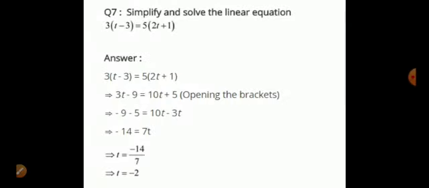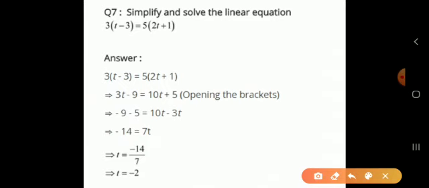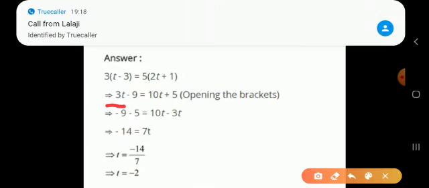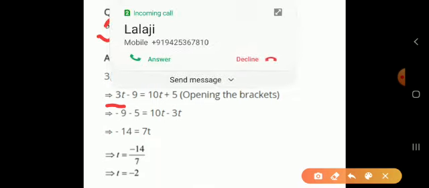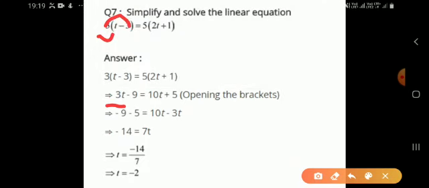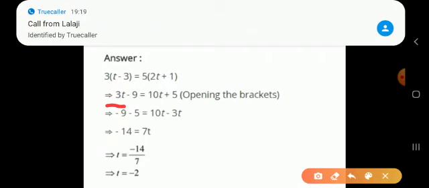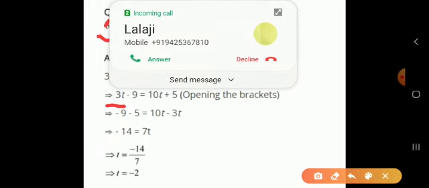Now coming to question 7. Here again we will use the distributive property. So how to use the distributive property? 3 will be multiplied with t, so it will become 3t. Minus sign as it is. 3 will be multiplied with 3, with the minus sign, so 3 times 3 is 9, and it becomes minus 9.